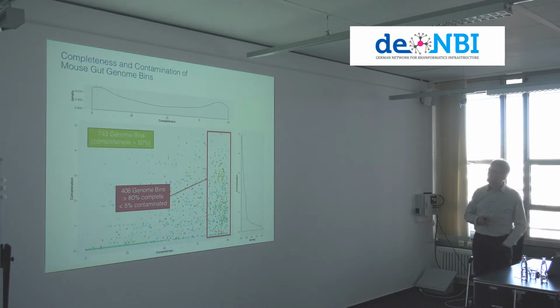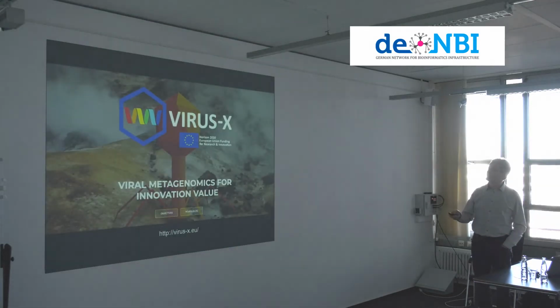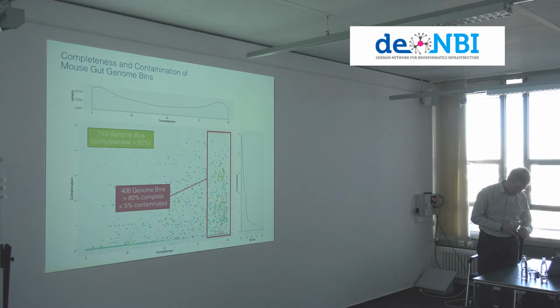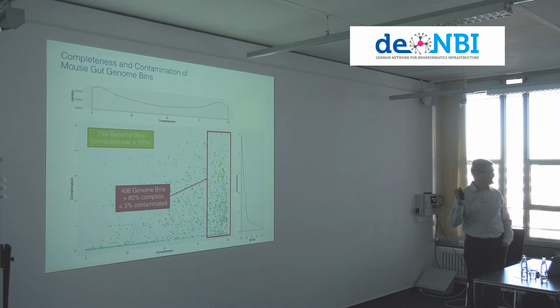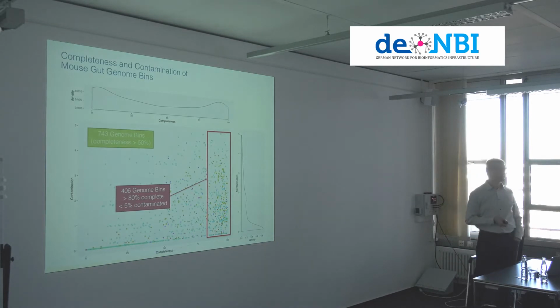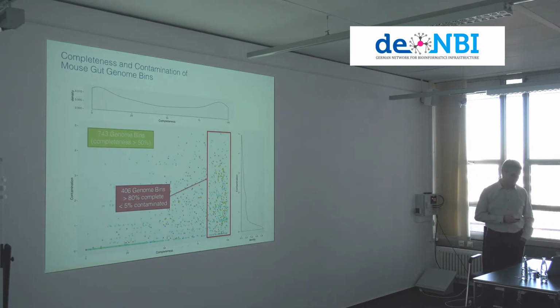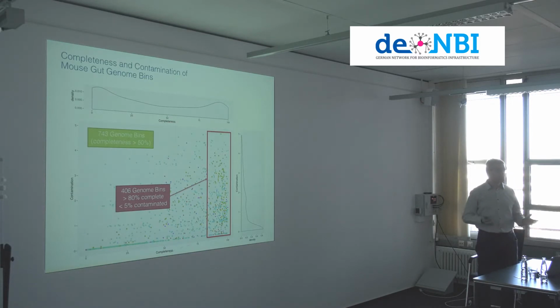Completeness you can estimate by looking at marker genes, which I will not go into detail here, but there is a way to estimate the completeness, and there's also a way to estimate the contamination. You can see that there are like 400 genomes which have very high quality from this data set. Right? So you can reconstruct these genomes from metagenomes without doing any culture, just doing metagenome sequencing and reassembling.